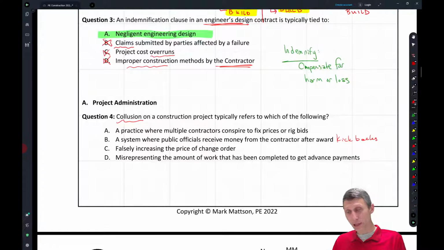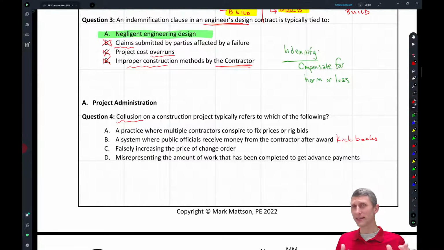And then D here, misrepresenting the amount of work that has been completed to get advance payments. Does that happen? Oh yeah, all the time as well. Why do you want to get more money up front? Because then you have more money up front. A lot of times your mobilization costs, the contractor, how much did you put in mobilization? As much as you can, right? Why? Because then you get as much of that contract money up front just to start the job, right? Whether it's bringing a job trailer on the site or mobilizing your equipment to the site, you want to get that money up front as quickly as you can, right?